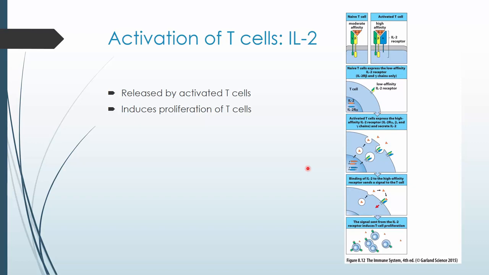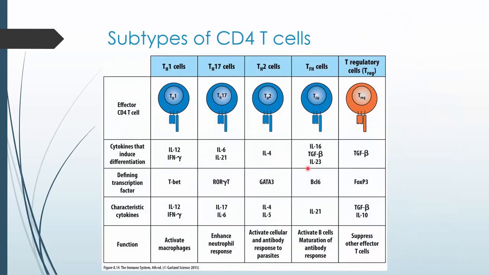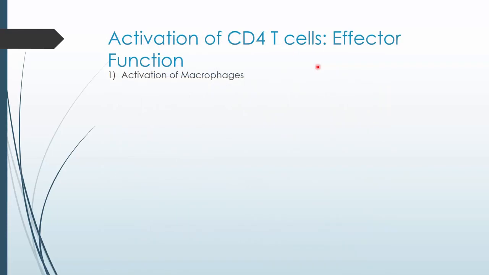So IL-2 is this T cell activation factor that is produced by T cells to induce their own reproduction and their own proliferation. All right, so let's talk quickly about subtypes of CD4 T cells. There are 5 subtypes. It is important to know them, but I'm going to focus on 2 just for the sake of time. The ones that I'm going to focus on are Th1 cells and T follicular helper cells. So we're going to talk about the effector function of these CD4 T cells.